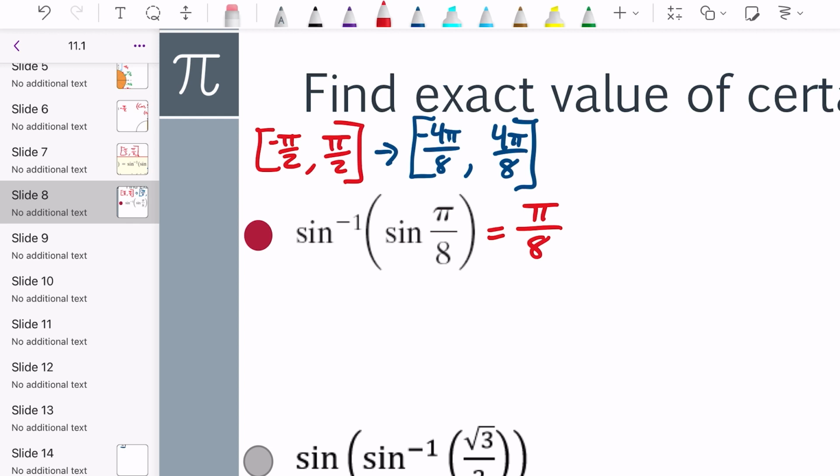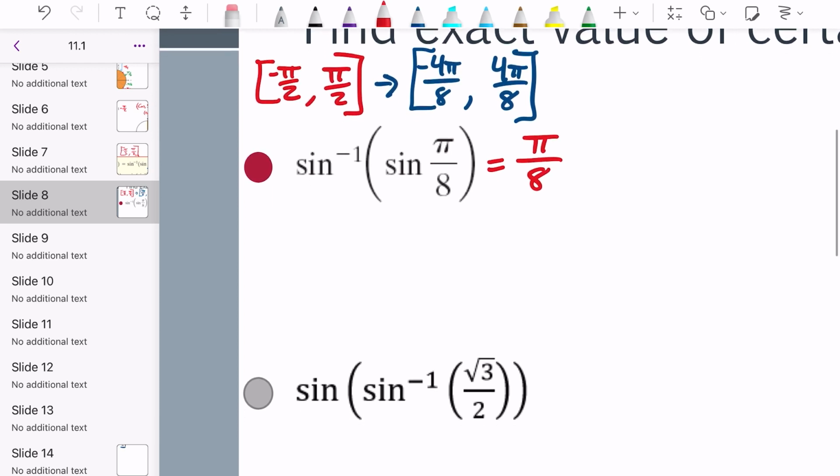Let's take a look at the next problem. In this next problem, we have the sine on the outside, which means that our range is going to go from -1 to 1. We're going to take a look at the square root of 3 over 2 and whether that falls within the -1 to 1.